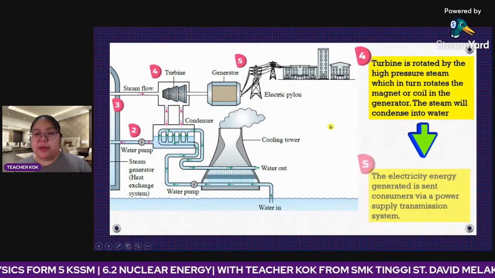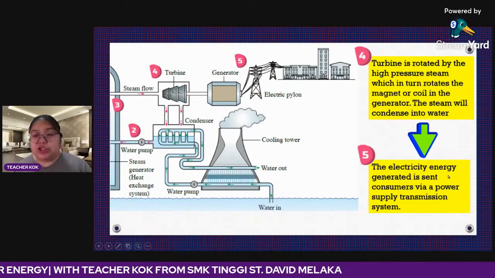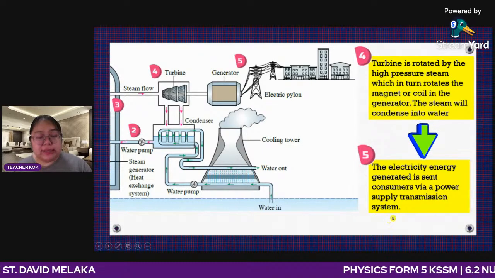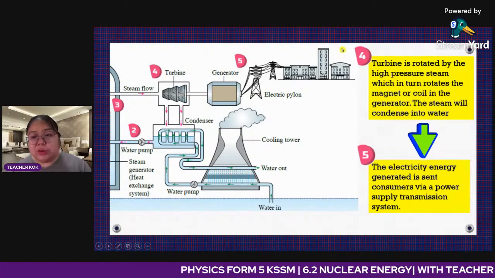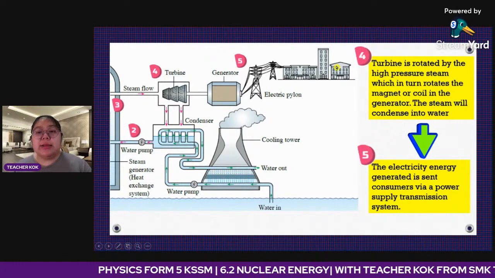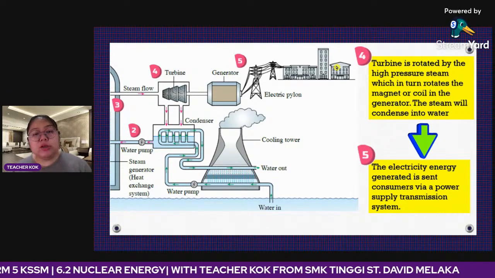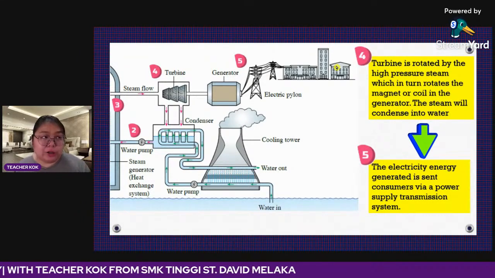Okay, so the last part, number 5, the electrical energy generated is sent to consumers via a power supply transmission system. The electrical energy they produce passes through to the power station, then the power station will send it to the consumer. So this is the process of how the nuclear power station functions.